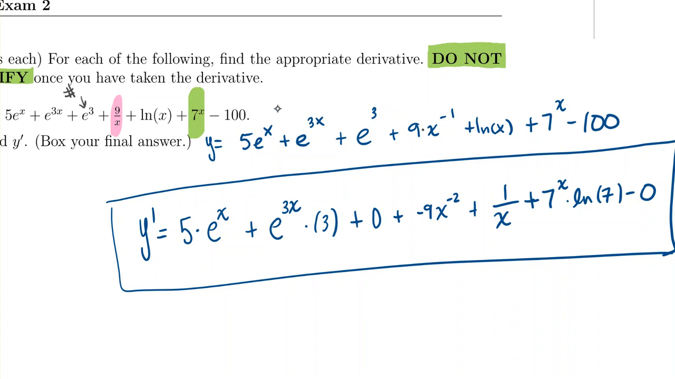So just another thing here, don't forget to rewrite first, especially if there are terms like we saw here that we'd want to rewrite so we can more efficiently apply the derivative rules.